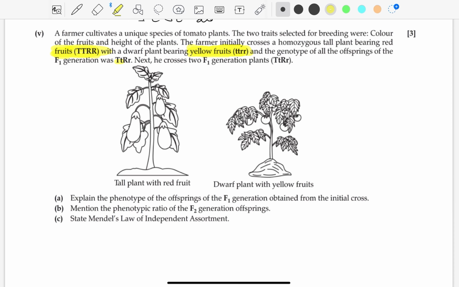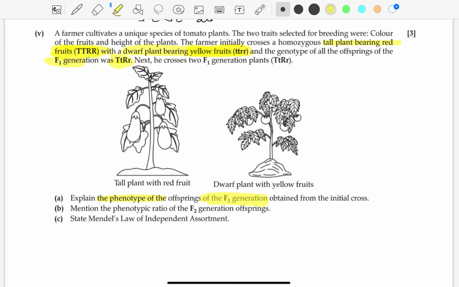Trait number one is a tall plant bearing red fruits. Number two is a dwarf plant. This plant is crossed with a dwarf plant bearing yellow fruit. What is the result that you are getting in the F1 generation? It is this. Let's see the question. We have to explain the phenotype of the offspring in the F1 generation.